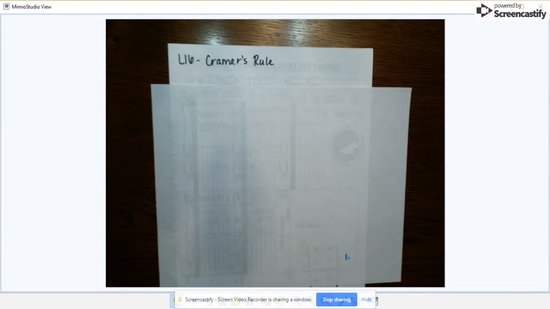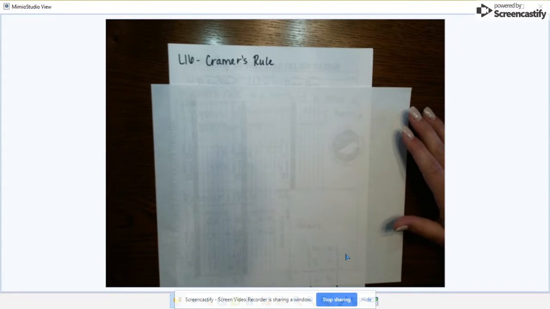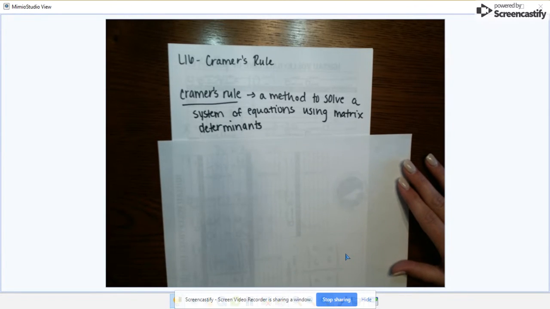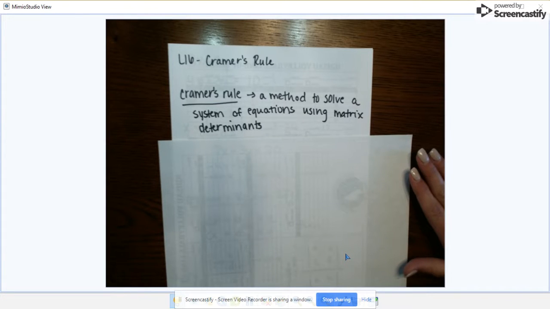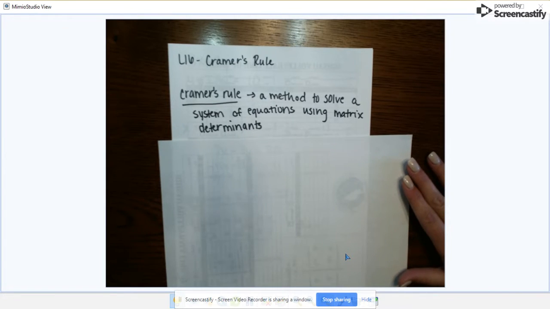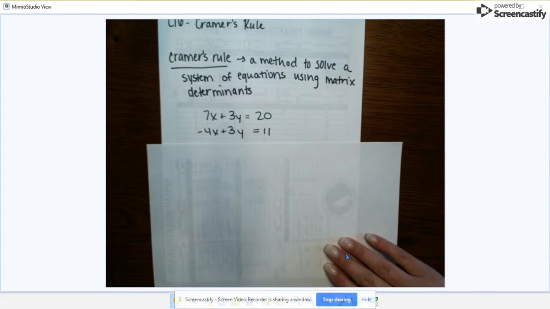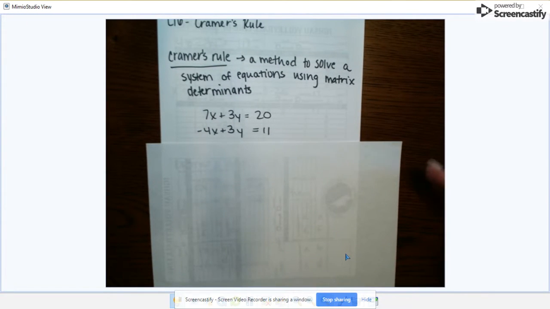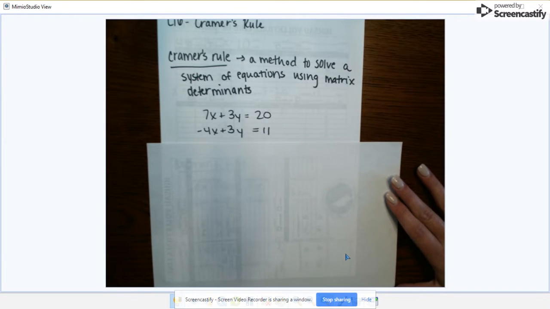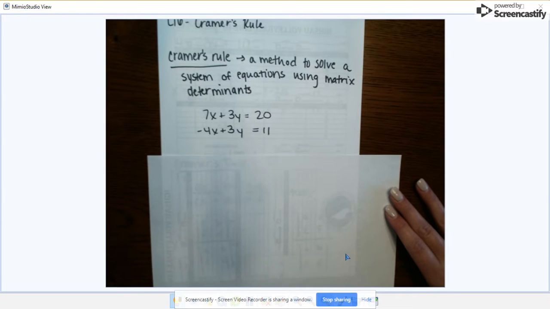Hey guys, we are going to solve systems of equations using what we call Cramer's rule. Like I said, Cramer's rule is going to solve these equations, but we're going to use matrix determinants. So here's an example of what a system of equations looks like. We have two equations with both x and y, and our goal is to solve for both x and y. This is going to be one method that we can use.